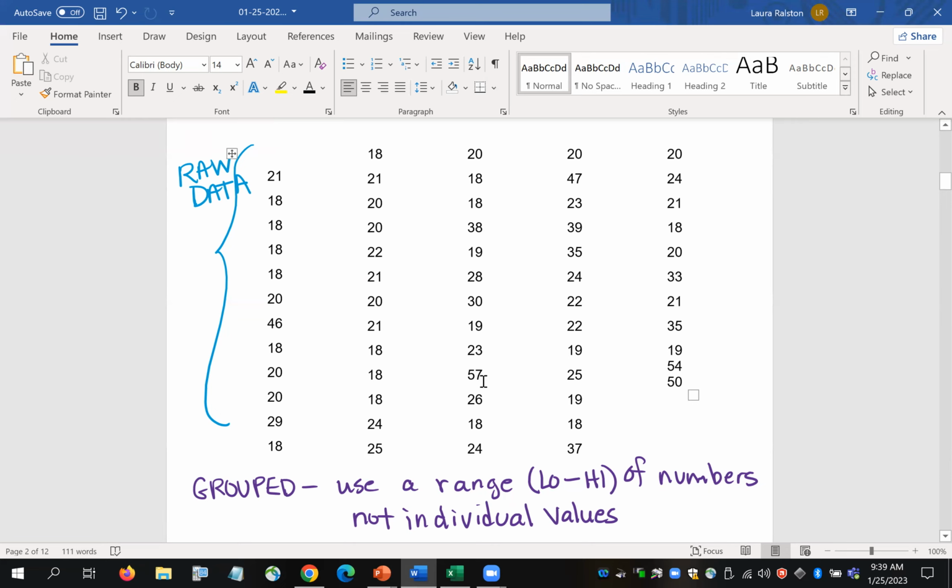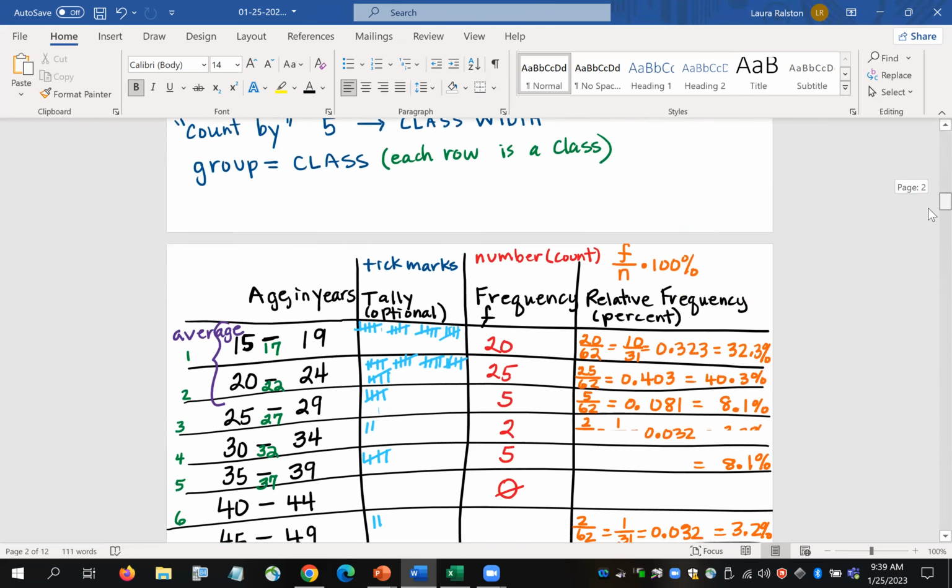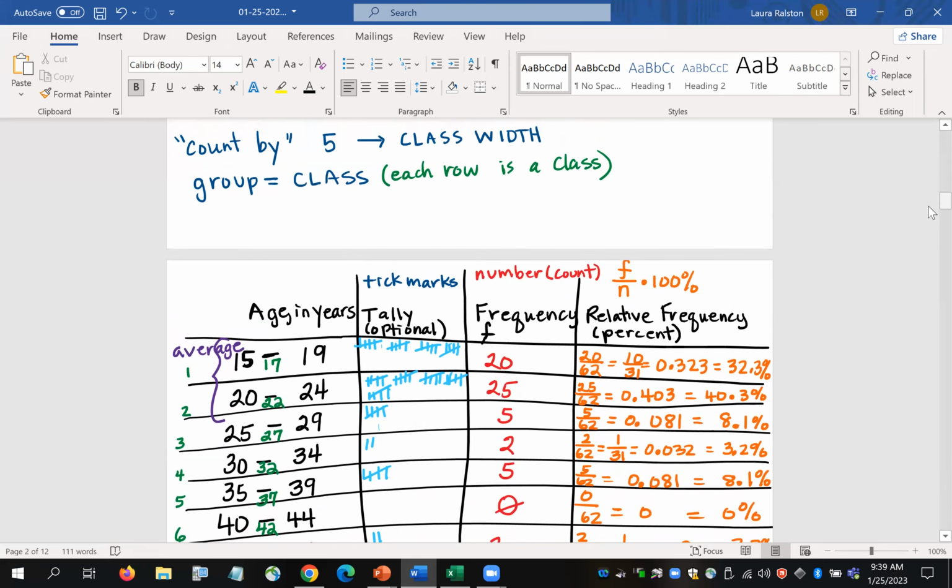And I didn't want to list out 18, 19, 20, 21, 22, 23, go all the way up to 57, because there were a lot of values that I might not have an age for. And so we grouped it and we walked through how to get those groups.